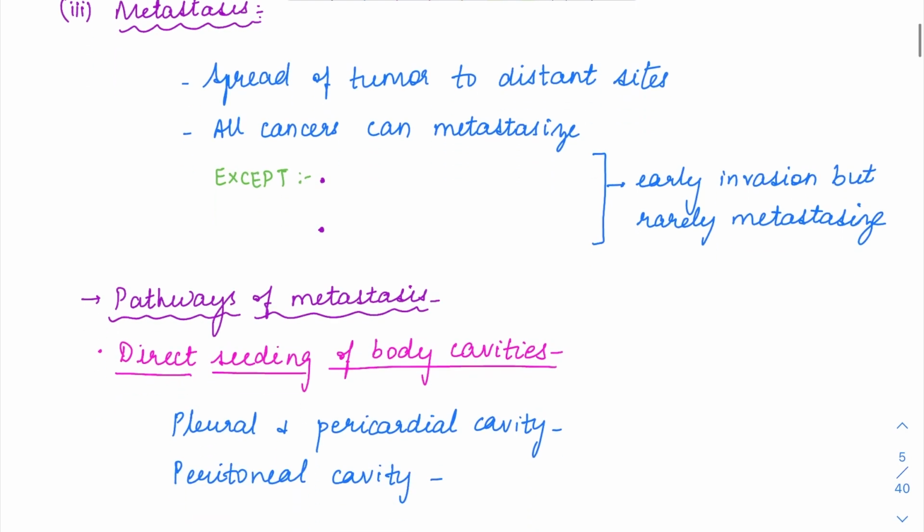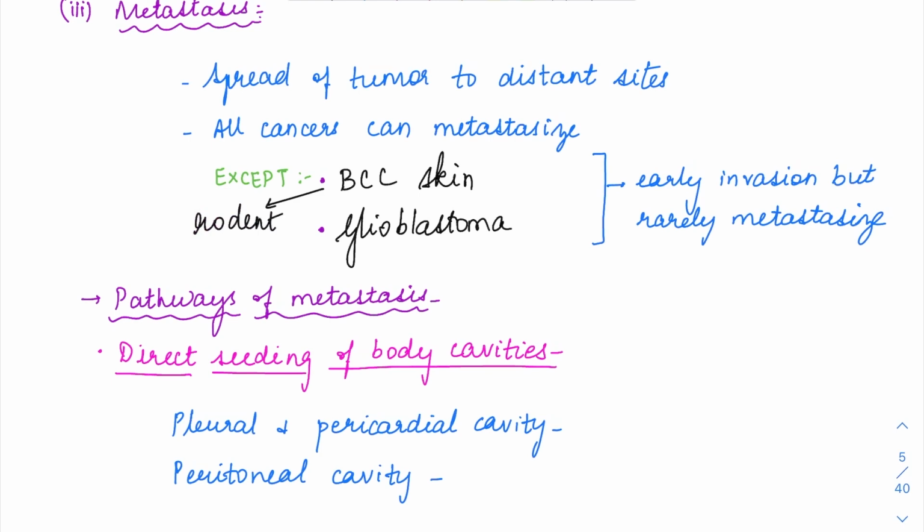All cancers, all malignancies can metastasize. Exceptions, again. The first exception is BCC, basal cell carcinoma of the skin, and then we have glioblastomas. Both of these have early invasion. They tend to invade early into the local surroundings, but they don't metastasize. BCC is called a rodent ulcer. It erodes the skin and forms a burrow kind of thing. It's called a rodent ulcer, but it doesn't metastasize, though it causes early invasion.